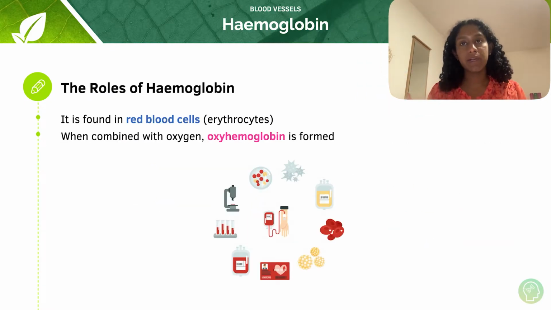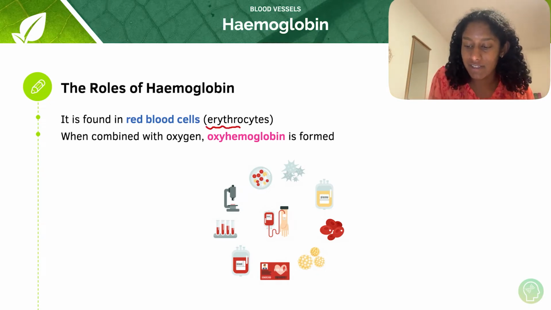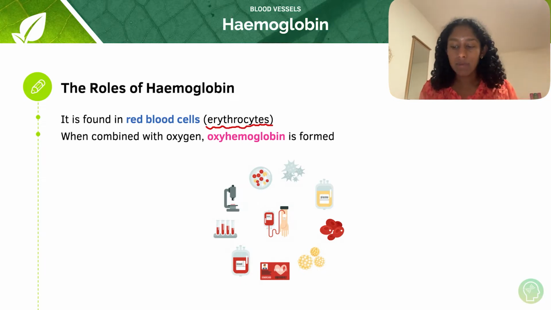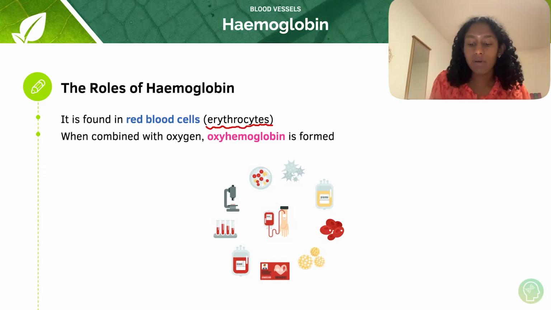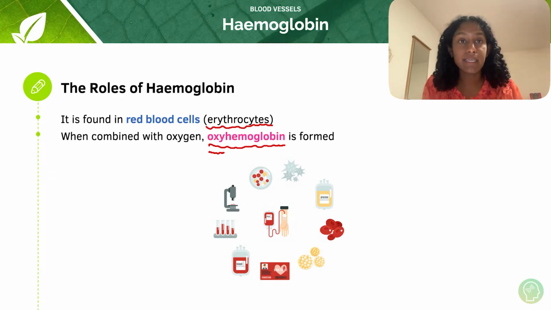Let's think about what haemoglobin actually does. It's found in our red blood cells. Another fancy word for red blood cells, if you want to use it, is erythrocytes. Haemoglobin allows red blood cells to transport oxygen from the lungs to the whole body. When combined with oxygen, we call haemoglobin oxyhaemoglobin. Note this oxy stem, which means it's haemoglobin combined with oxygen.